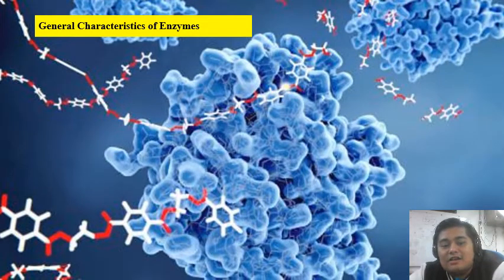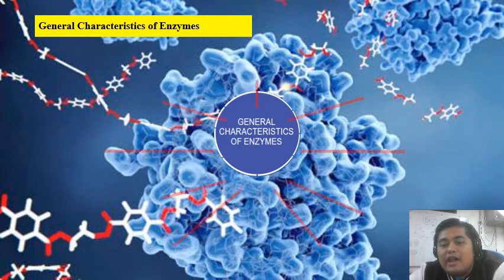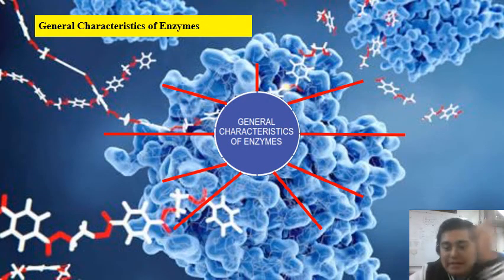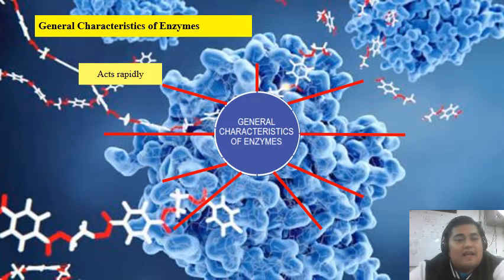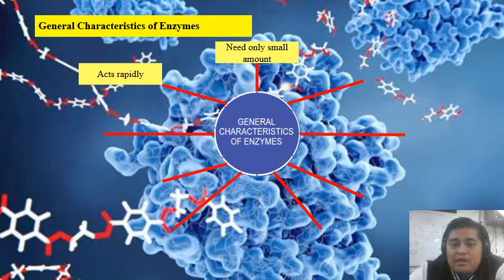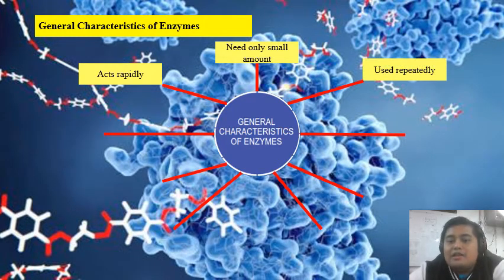General characteristic of enzyme. So, there are 9 general characteristic of enzyme. Ada 9 ciri-ciri umum sesuatu enzim ni. First, it acts rapidly. Dia bertindak dengan cepat. Next, need only small amount. So, untuk enzim sebenarnya kita tak perlukan dalam kuantiti yang banyak. Kita hanya perlu dalam kuantiti yang sikit saja. Kenapa? Sebab dia boleh digunakan berulang kali. It can be used repeatedly. Kita boleh ulang banyak kali penggunaan enzim kita ni tadi.